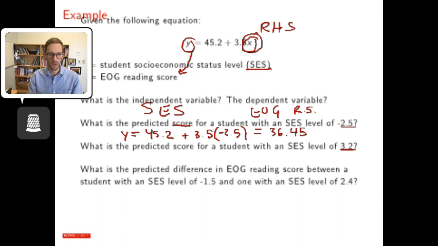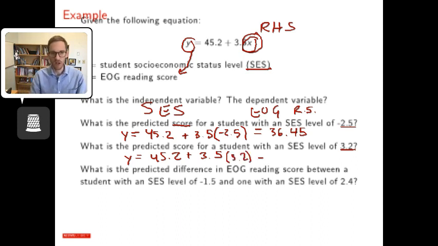Okay? Now I get to do number 2, for 3.2. Y equals 45.2, that intercept term, plus 3.5, that relationship, that line's constant. But what can change is the X value. And in this case, I want 3.2. That's this person's SES. So they're predicted to score 56.4.